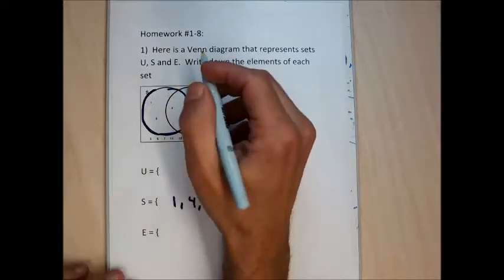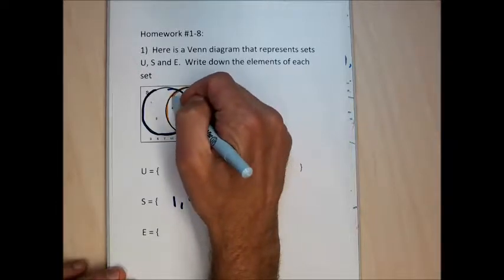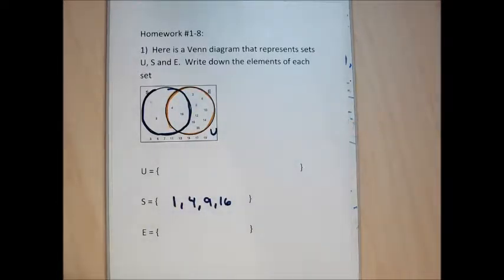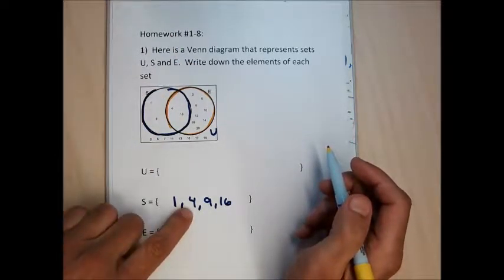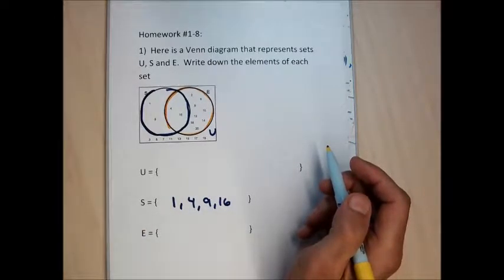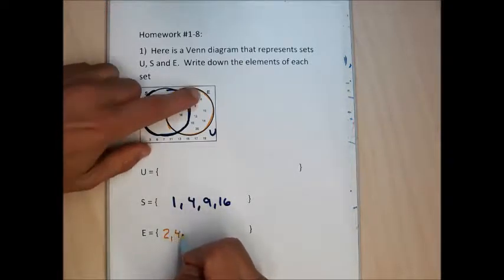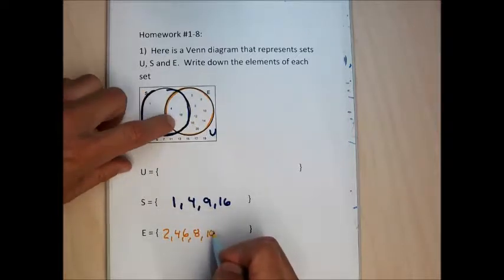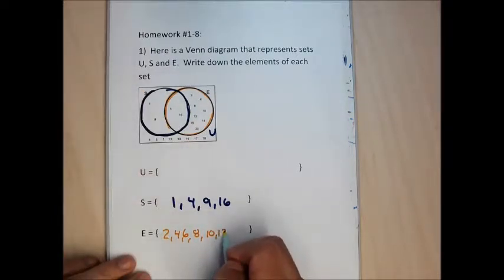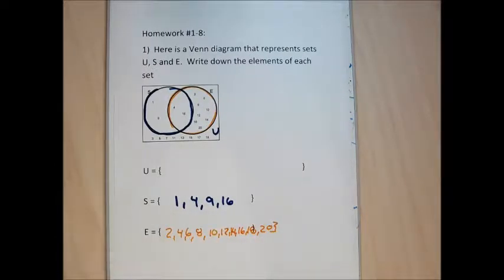Next, I'm going to look at the E circle. Any number inside the E circle, which I'm highlighting in what's supposed to be yellow but looks more orange, is going to be part of the E set. I think E means even. S means squared because 1 squared is 1, 2 squared is 4, 3 squared is 9, 4 squared is 16. And if I look at the E circle, there's the numbers 2, 4, 6, 8, 10, 12, 14, 16, 18, and 20. Kind of went over my limit here. So that's the E set and the S set.